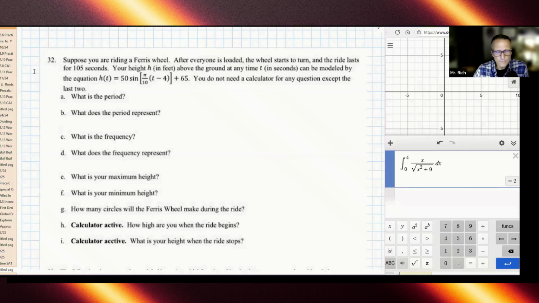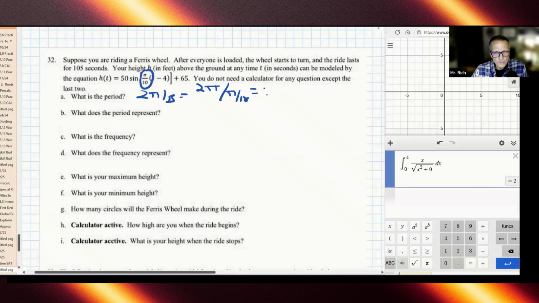What is the period? It is 2 pi over b. B is the coefficient right here, pi over 10. So it's 2 pi over 10. Keep, change, flip, it's 20. Now 20 what? Well, it asks us, what does the period represent? Remember, in this case, our x-axis variable is time in seconds. So this is 20 seconds.